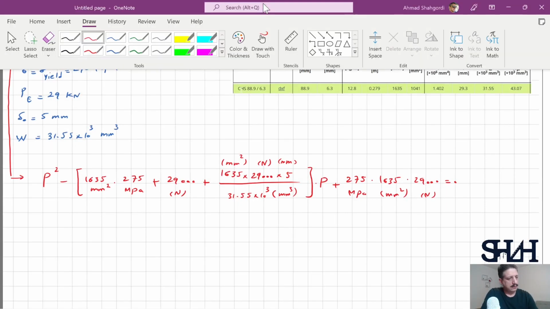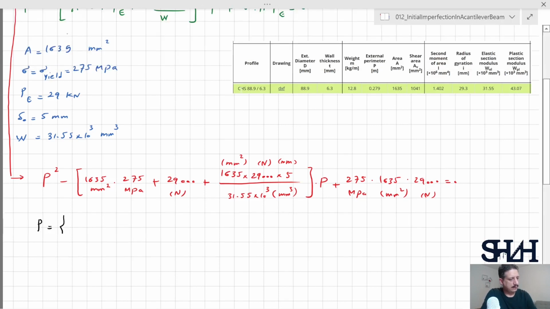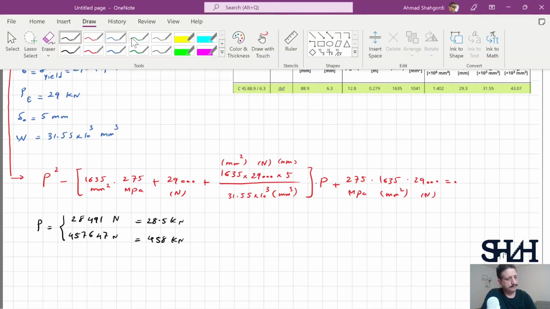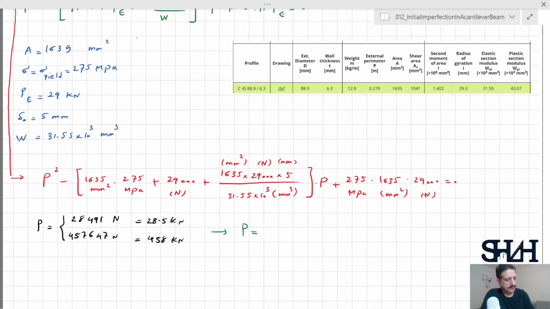So the load P will have two solutions: 28,491 Newton or 457,647 Newton. That is, 28.5 kilonewton and 458 kilonewton, of which the minimum value is the answer. So P will be 28.5 kilonewton.